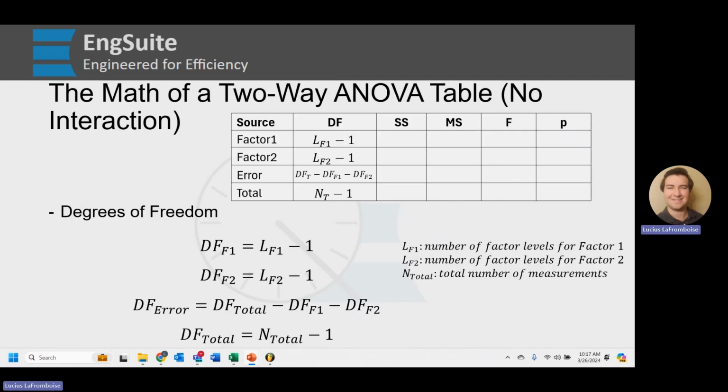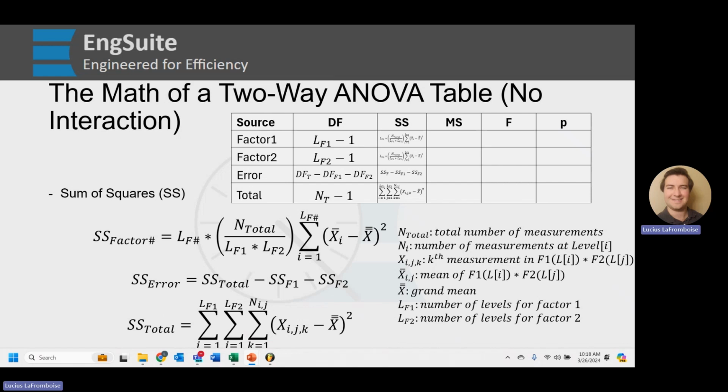Okay, now we're looking at a no interaction table, and most of this is going to be very, very similar, with our degrees of freedom being the number of factor levels minus 1 for each factor, but our degrees of freedom for error is a little different. It's going to be our degrees of freedom total minus our df for factor 1 and our df for factor 2. And again, df total is the total number of measurements minus 1.